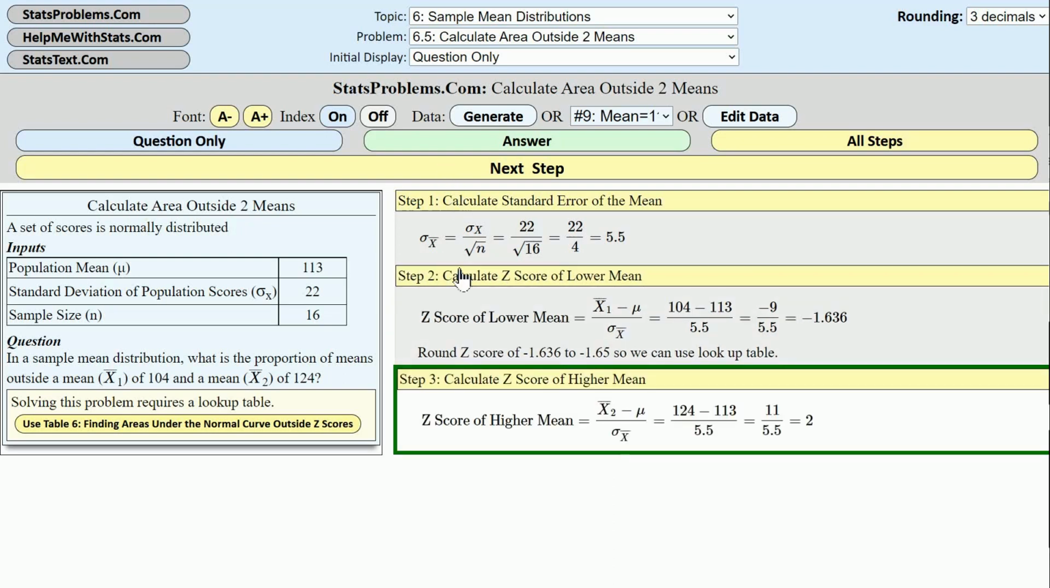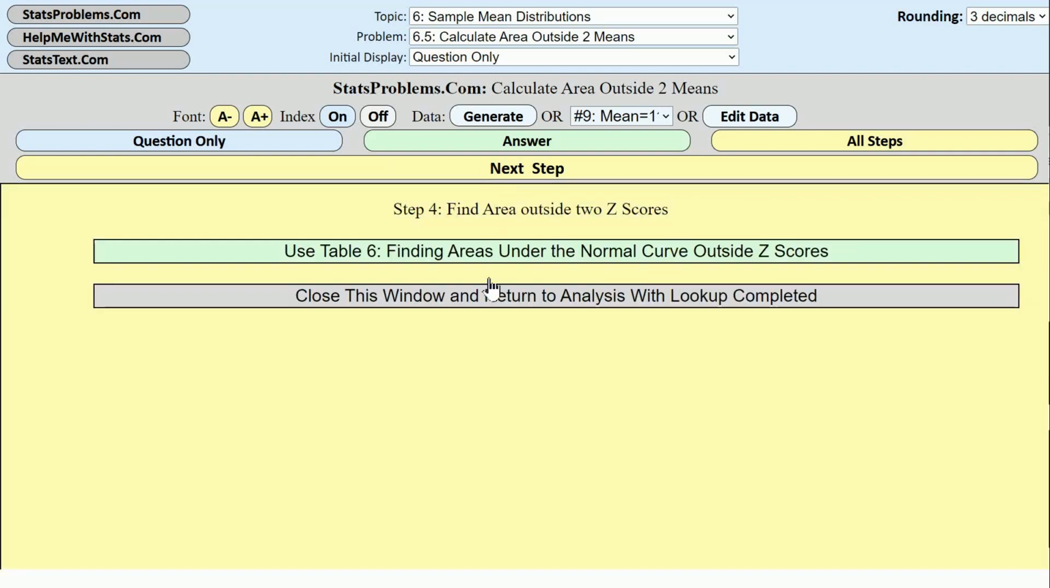In Step 3, we calculate the z-score of the higher mean. The z-score equals x bar 2 minus the population mean, mu, divided by the standard error of the mean, sigma sub x bar. In this example, the z-score equals 124 minus 113, divided by 5.5, which works out to 11 divided by 5.5, which works out to 2. In Step 4, we find the area outside the two z-scores.